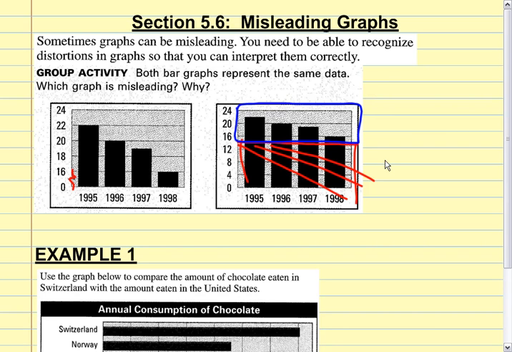Let's look at this first one. Do you see in 1998, just the look of this graph makes it look only 1/4 the size of 1995? Okay, now is that true? No. When you look over here at 1998, it's less than 1995, but it's not 1/4 of the size of 1995. This graph can be misleading if we don't recognize that they've lopped off the bottom part of it. It exaggerates the change between the two years.